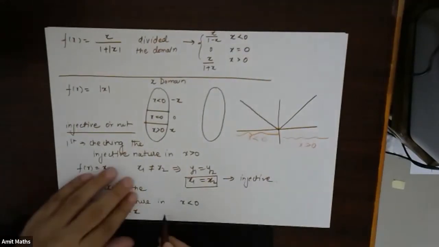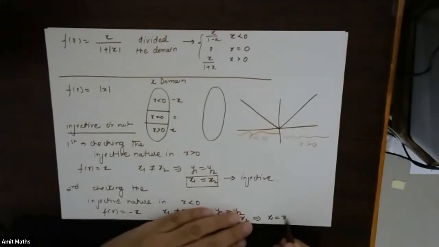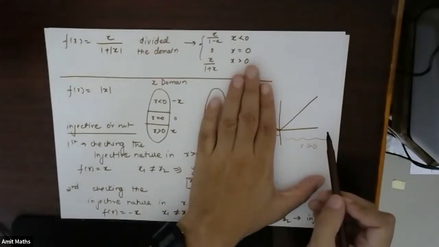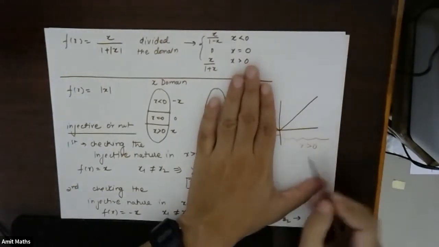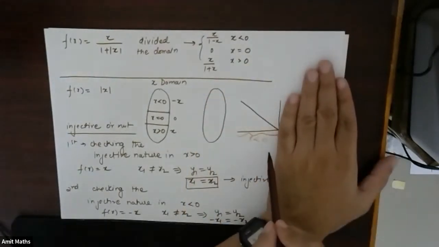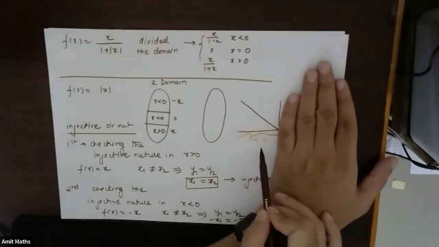Now I'll take x1 not equal to x2, so I will equate y1 equals y2. So this is minus x1 equals minus x2. Again from here I am getting x1 equals x2. That means this is again injective. What I have checked is that on the right side the function is injective in nature, if I am only talking about the domain x greater than 0. On the left side the function is again injective, if I am only talking about x less than 0, right?